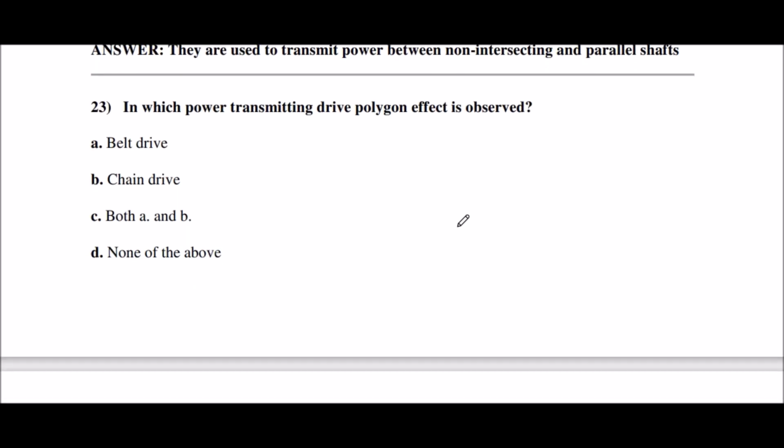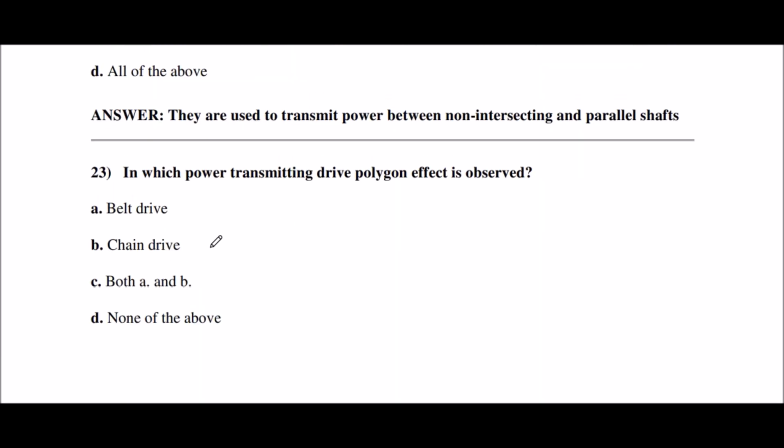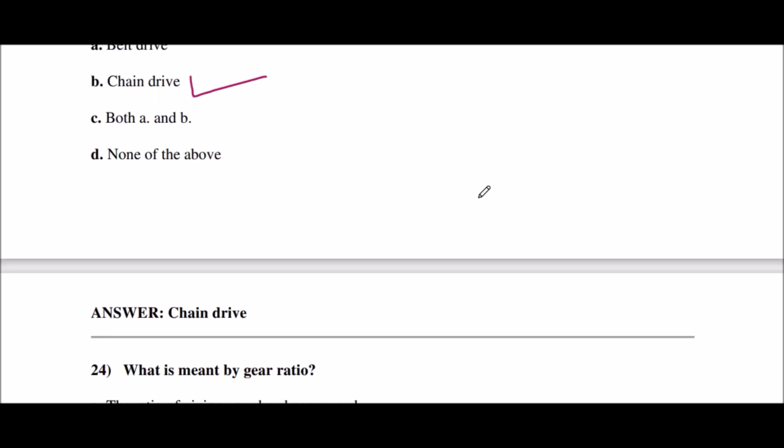Next question. In which power transmitting drive is polygon effect observed? Option A, belt drive. Option B, chain drive. Option C, both A and B. Option D, none of the above. Right answer here, chain drive. Option B. Okay. In chain drive, polygon effect is observed.